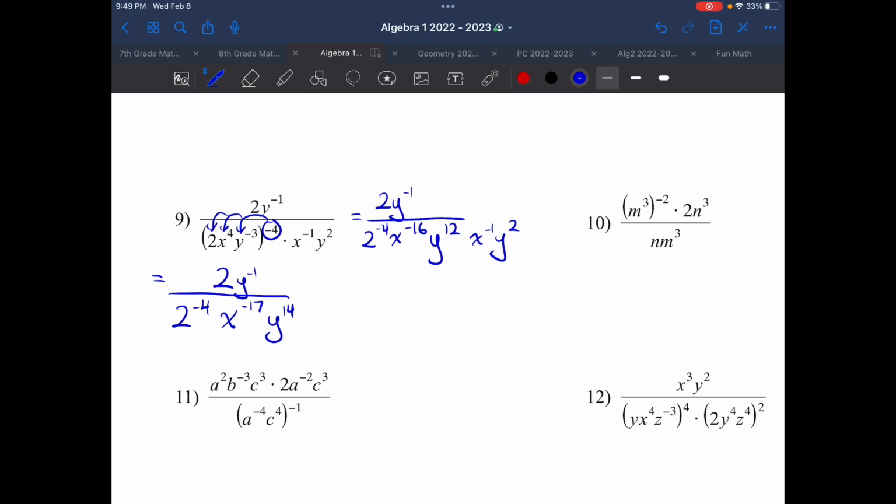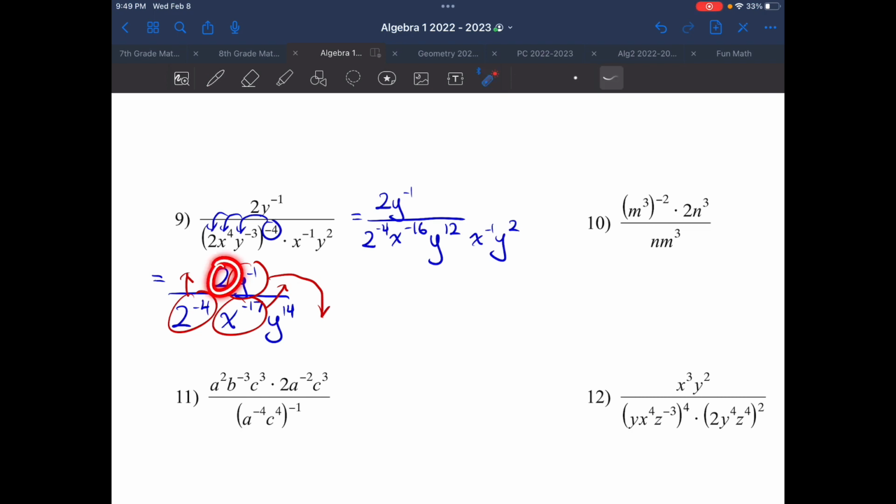From here, every single base that has a negative exponent, not that one, this base, and this base, these 3 bases have a negative exponent. So these 3 terms are going to switch. And I'm going to do that in pen so you can see my work. This y to the negative 1 is going to come to the denominator. This x to the negative 17 is going to come to the numerator. This 2 to the negative 4 is going to come to the numerator. And then all those powers will be positive.